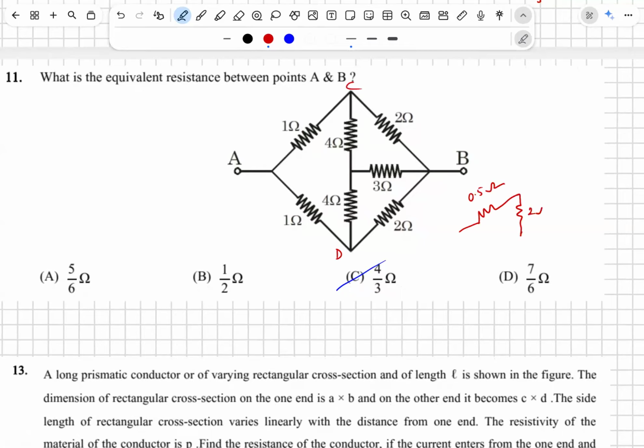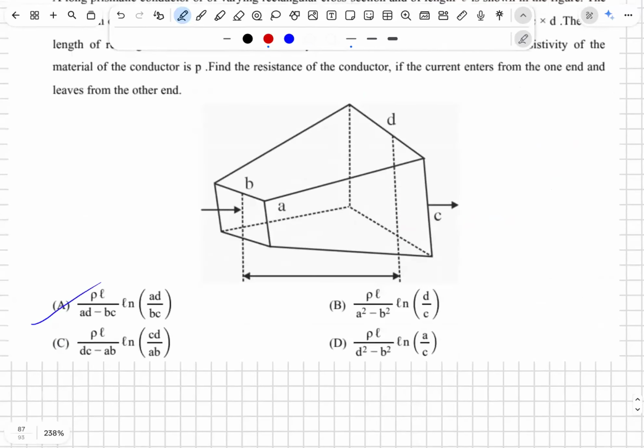This will become 2 ohm. This will become 1 ohm. This will become 3 ohm. B. A. 0.5, 5 by 6. 0.5, 1 by 2 plus 5 by 6. 4 by 3. Done, right? So what is my logic here? C and D. Folding. Boys, done. Next question.